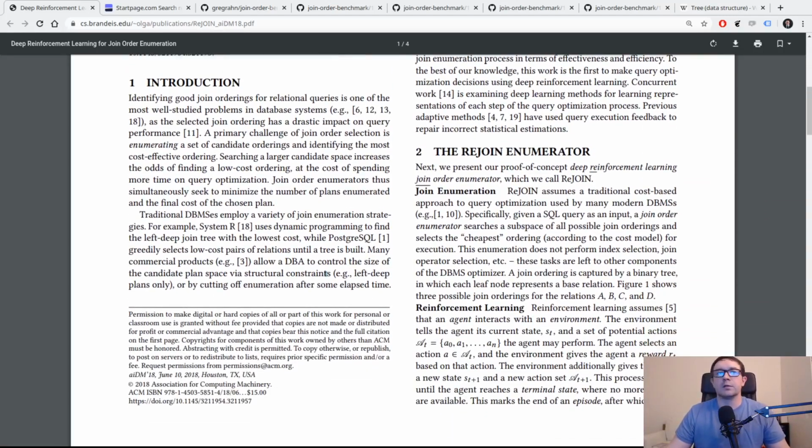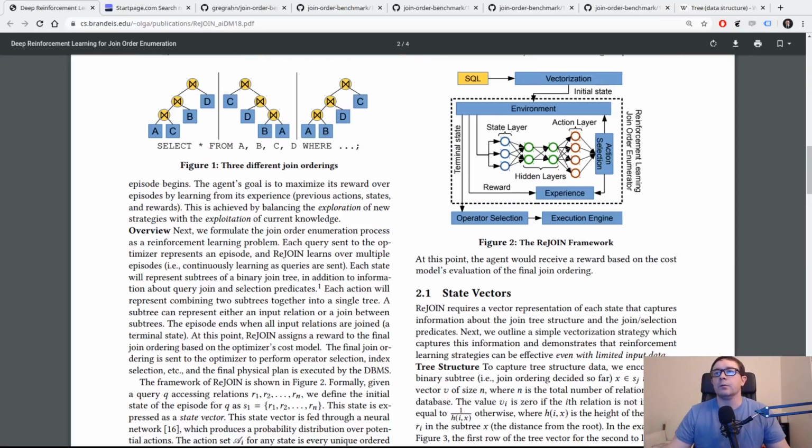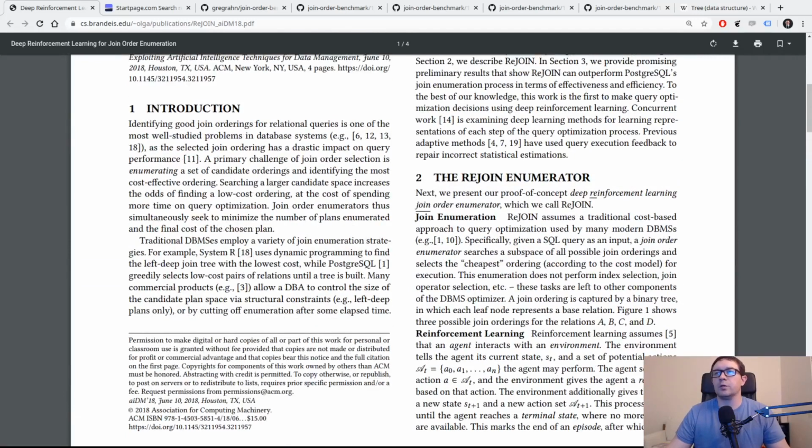Let's take a look. So join enumeration says ReJOIN assumes a traditional cost-based approach to query optimization used by many database management systems. Specifically, given a SQL query as an input, a join order enumerator searches the subspace of all possible join orderings and selects the cheapest ordering according to the cost model for execution. This enumeration does not perform index selection, join operator selection, etc. These tasks are left to other components of the database management system optimizer.